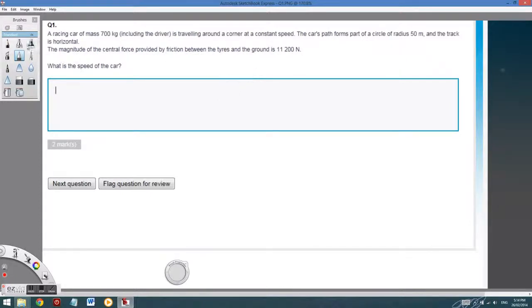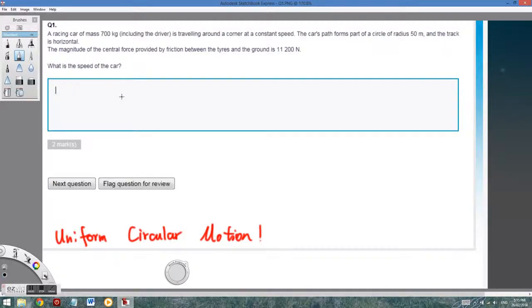Here are some examples for uniform circular motion. What we're going to do first will be the uniform circular motion. It means the circular motion is not affected by gravity. We're going to do non-uniform circular motion later, but for now just stay with this.